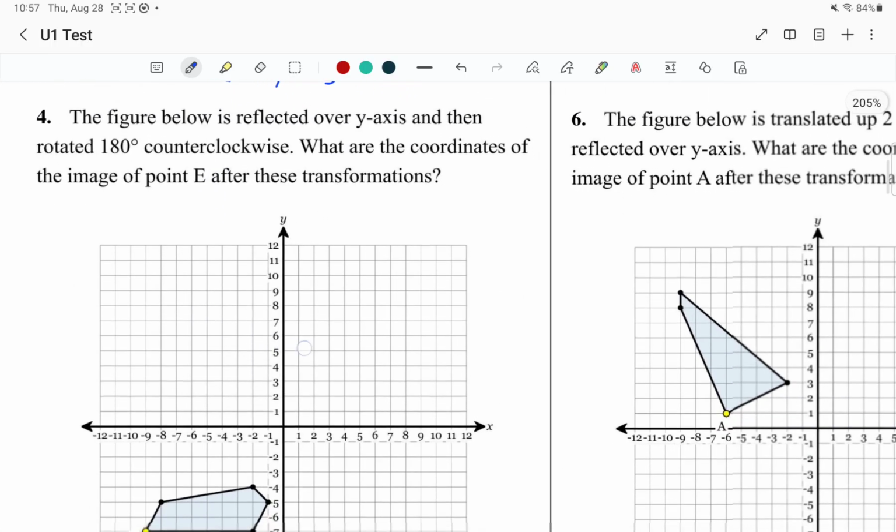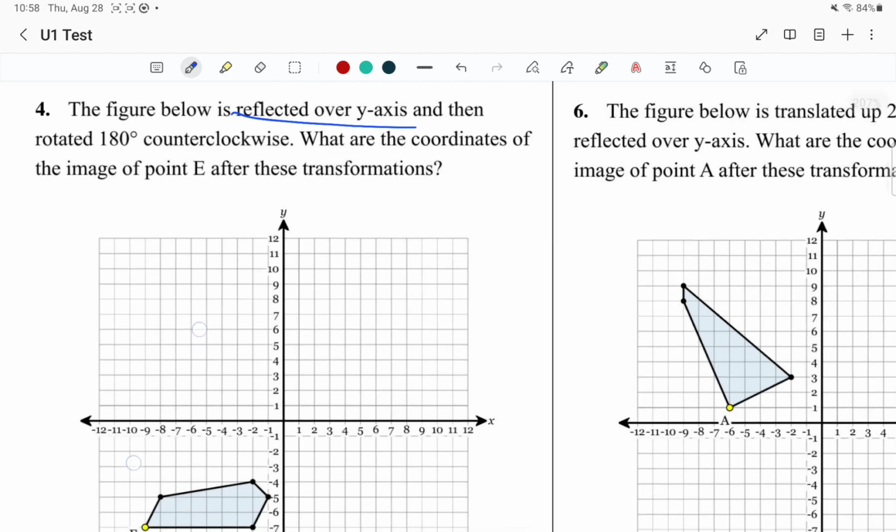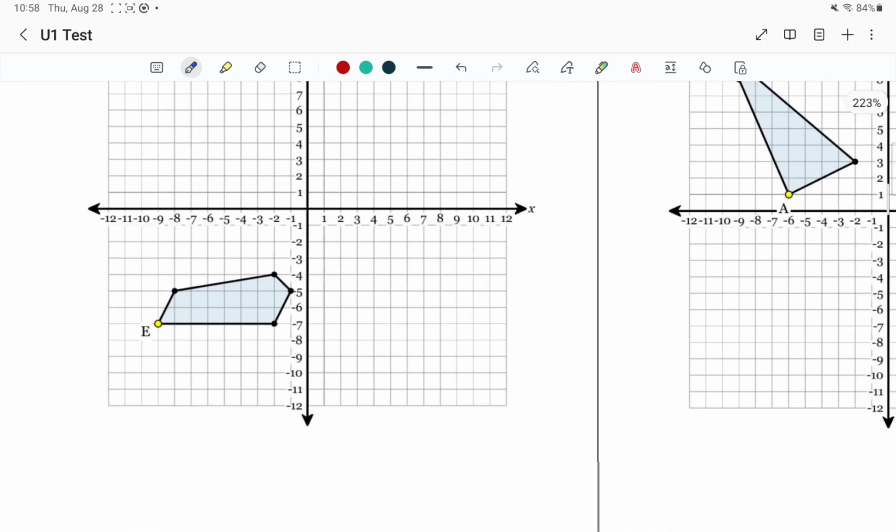The figure below is reflected over the y-axis and then rotated 90 degrees counterclockwise. What are the coordinates of the image of point E after these transformations? So we did these in the notes for 1.2. It's giving you a whole figure, but the whole figure doesn't matter. You are just focusing in on the 1 point. So E starts at -9, -7.